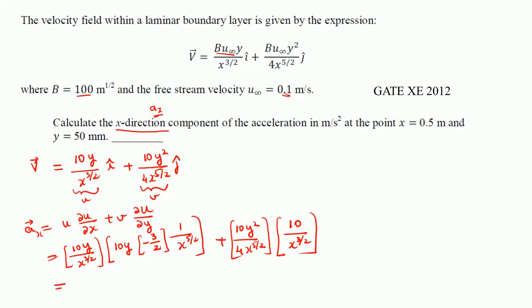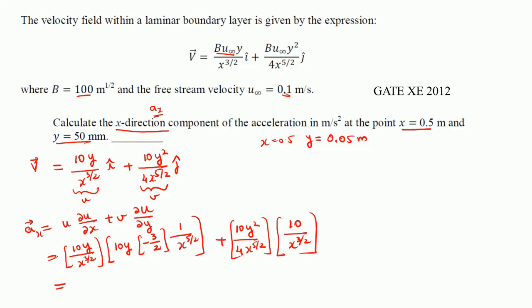Now when we apply x is equal to 0.5 and y is equal to 50 mm, x is equal to 0.5 is okay, y is equal to 50 mm is y equal to 0.05 meter. So you have to be careful in writing it properly. When I substitute this here, this particular thing can be written as 10 into 10, 100 y cube.